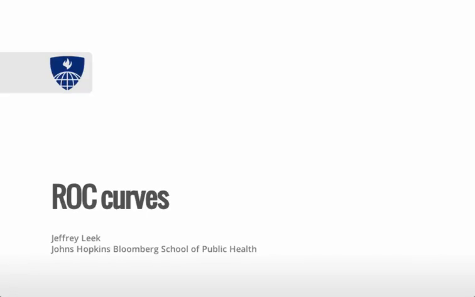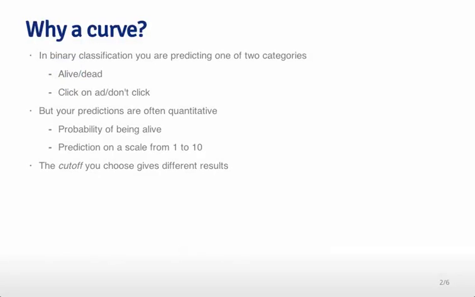This lecture is about ROC curves, or receiver operating characteristic curves. These are a very commonly used technique to measure the quality or the goodness of a prediction algorithm. So in binary classification, you're usually predicting one of two categories. Again, you might be predicting whether someone's alive or dead or sick or healthy. You might also be predicting whether they'll click on an ad or whether they won't click on that ad.